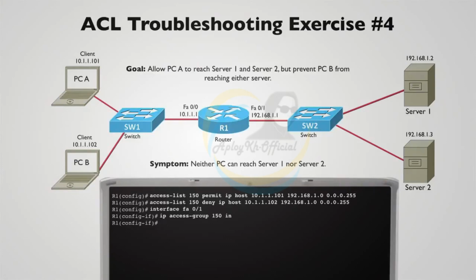A couple of easy ways to fix this. We could apply that access list in the inbound direction to the other interface, Fast Ethernet 0/0, or we could still apply it to Fast Ethernet 0/1, but we should apply it in the outbound direction.